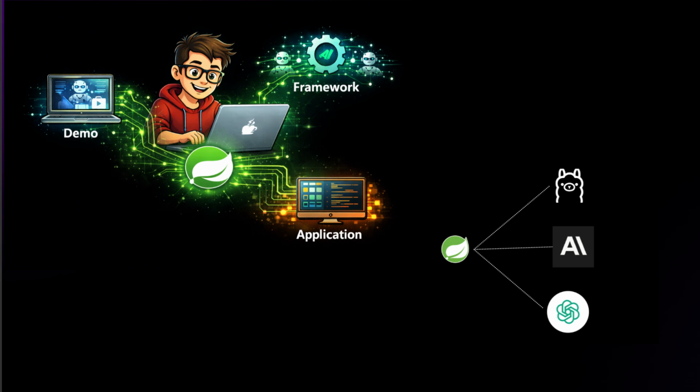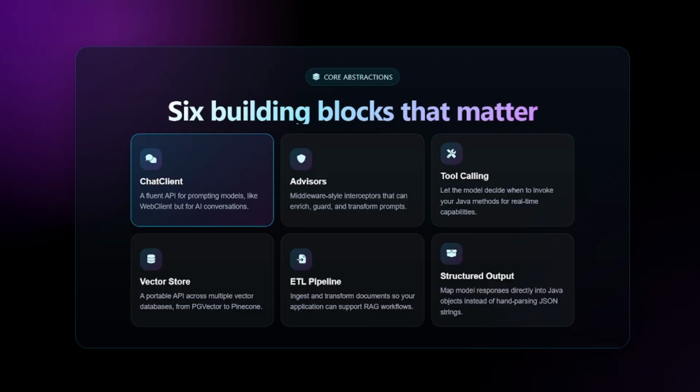Let me walk you through the 6 core abstractions that make it work. First, there is the chat client. Think of it like a web client for an AI. It's a fluent API that lets you send the prompt and get the response in a way that feels completely natural if you have been using Spring before. Second, advisors. These are the middleware chains for your AI requests. Similar to how Spring Security filters work, you can intercept, modify, and enrich your requests before they hit the model.